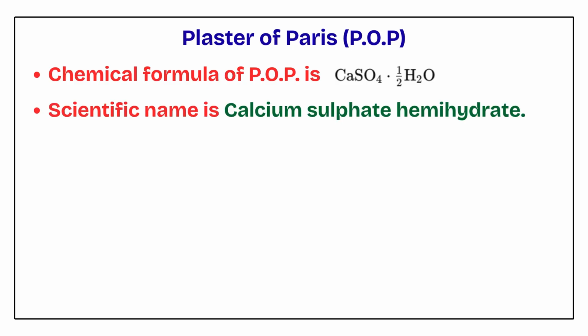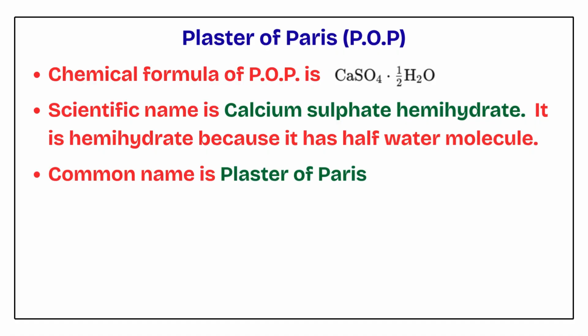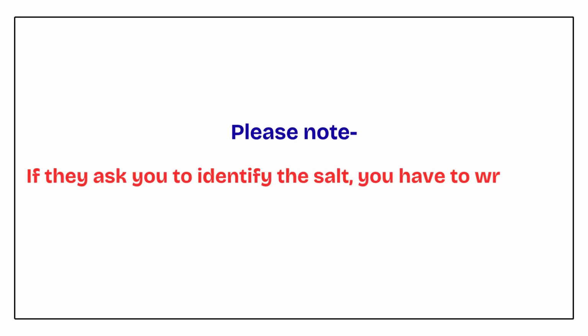CaSO₄.½H₂O. The scientific name is calcium sulfate hemihydrate. Hemihydrate because it has only half water molecule. And the common name is plaster of Paris. Please note that if they ask you to identify the salt, you are expected to write the scientific name.